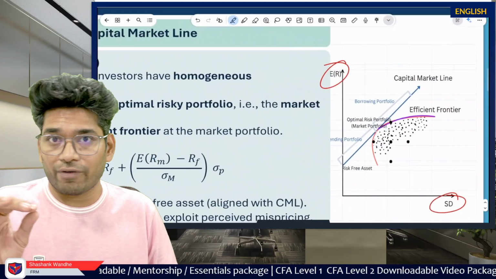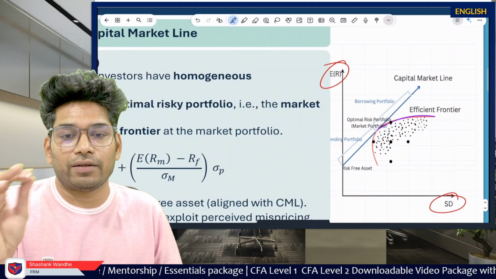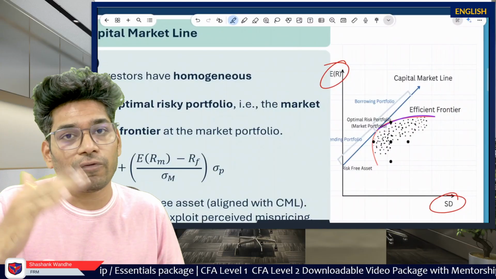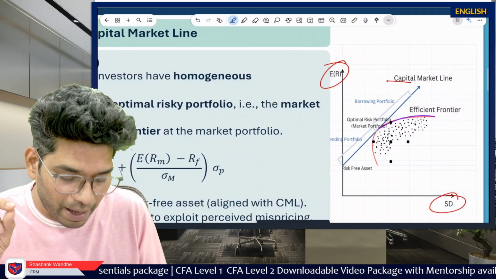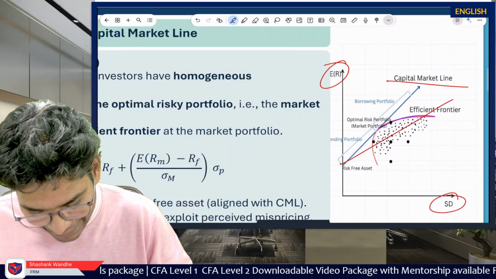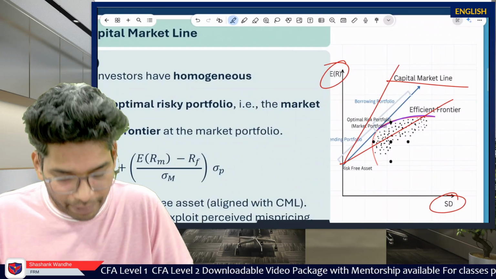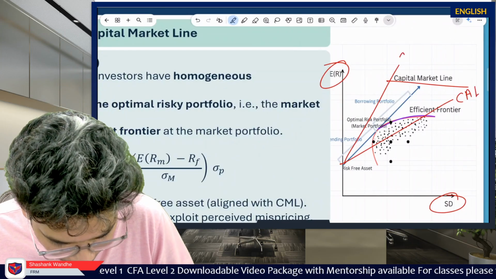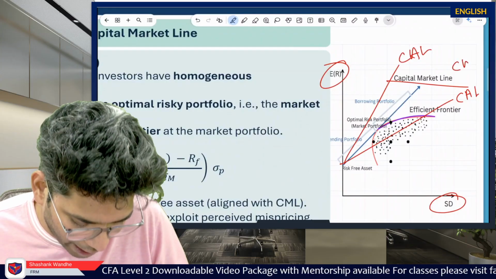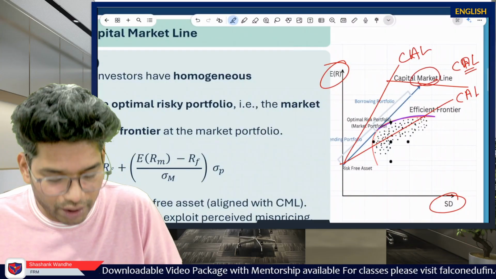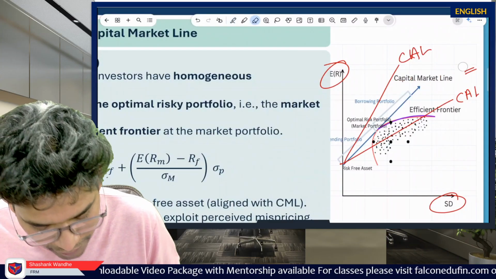So if you get a question, which line will give you the tangency portfolio with the efficient frontier, it is the capital market line. If you have a line like this or a line like this, these are capital allocation lines. And this is also the capital allocation line in a way. But because it is tangent to the market portfolio, we call this a capital market line.